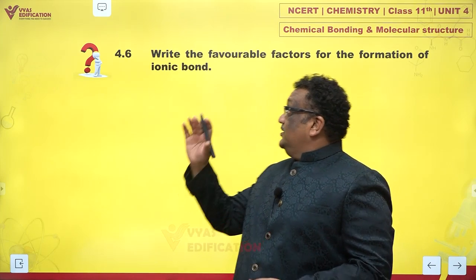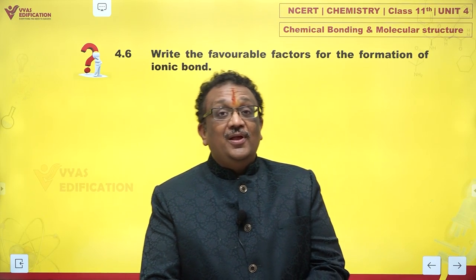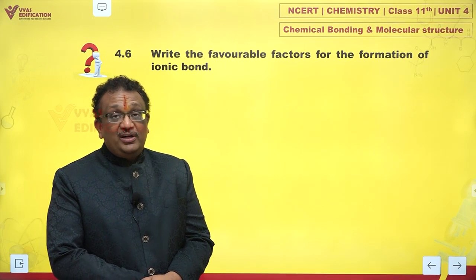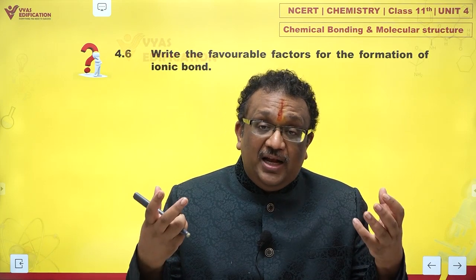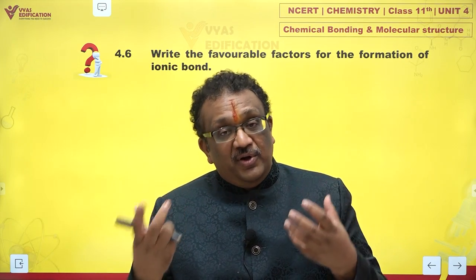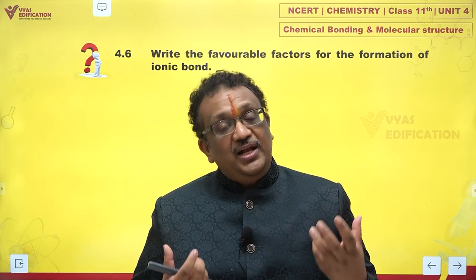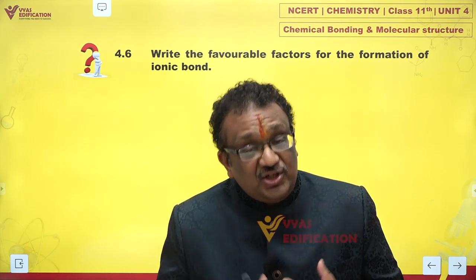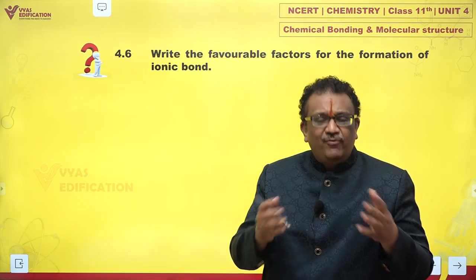The question says, write the favorable factors for the formation of ionic bond. First of all, please appreciate what an ionic bond is. An ionic bond is the electrostatic force of attraction between a positively charged cation and a negatively charged anion. So, if you have ions having opposite charges, the attraction between them is called the ionic bond. So first of all, we have to define what an ionic bond is.